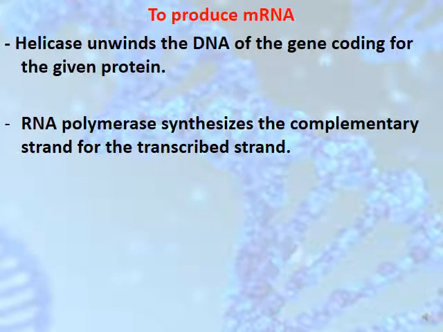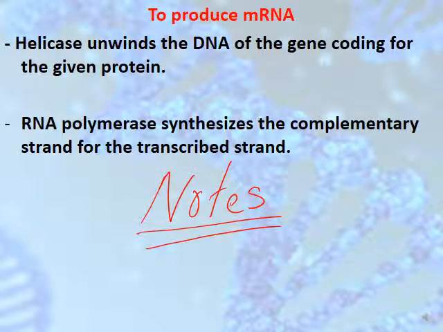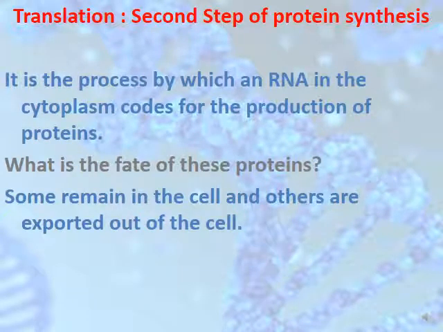Here, the notes about the functions of both helicase and RNA polymerase. Helicase unwinds the DNA of the gene coding for the given protein. RNA polymerase synthesizes the complementary strand for the transcribed strand. So now we move to translation, which is the second step of protein synthesis. First, we started with the transcription. It's the movement from the DNA level to the mRNA level by the help of the enzymes helicase and RNA polymerase. Translation is the process by which the RNA in the cytoplasm will code for the production of proteins.